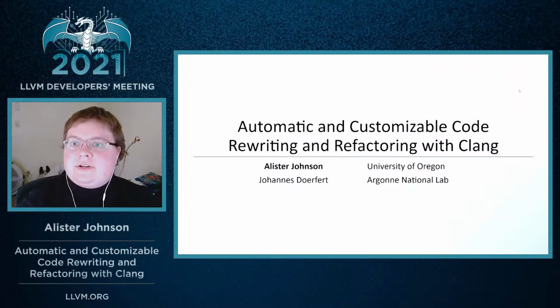Hello, I'm Alister Johnson, a fifth-year PhD student at the University of Oregon, and I'm going to talk about the work on automatic code rewriting that I've been doing as part of an internship at Argonne National Lab.